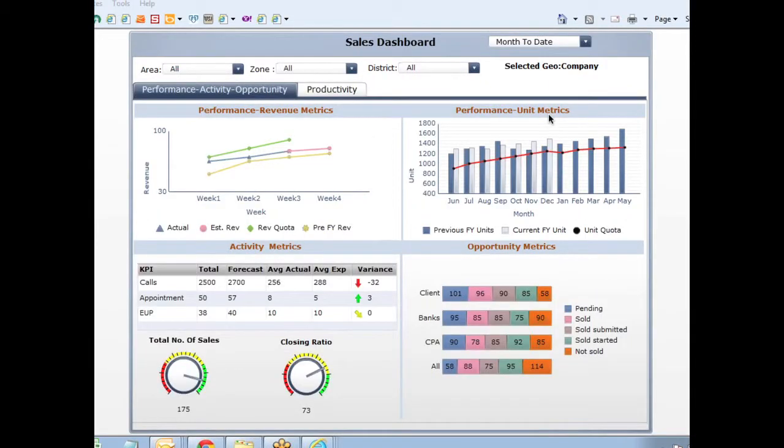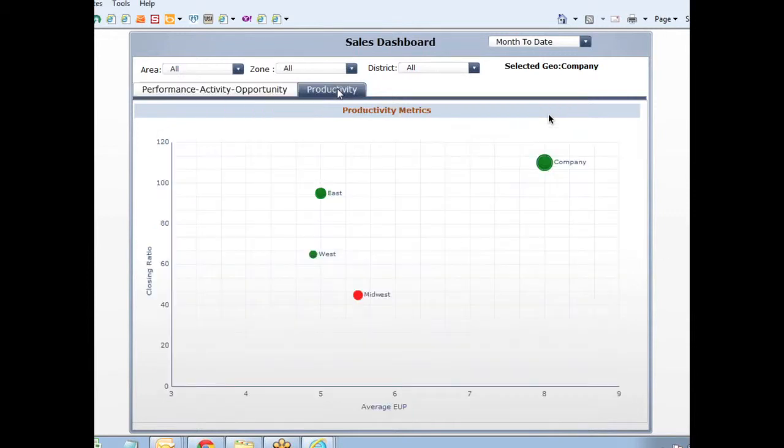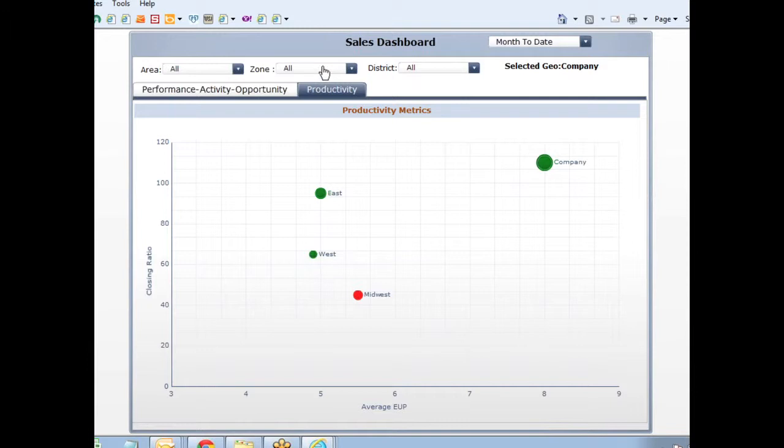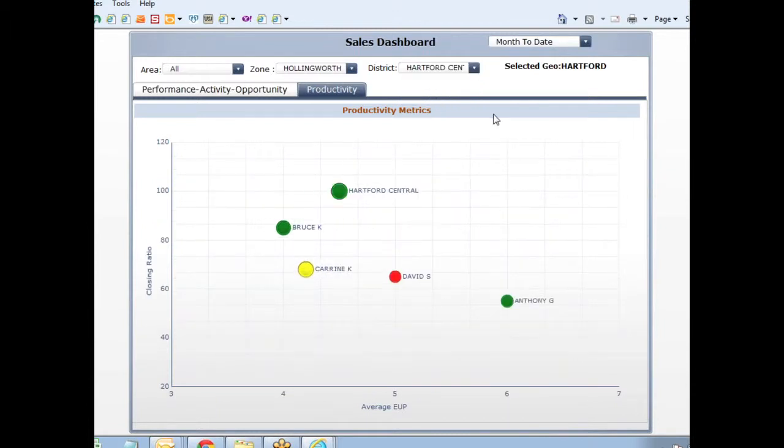Here's another example of a dashboard which is built at a much more granular level. Again, we're taking an example of the sales data and the sales function. It gives the ability to the leadership and the management to look at the performance, activity, and the opportunity that's available, and also the productivity of the sales team by areas, zones, and the districts and individuals within the district as well. And also when you come to productivity, it gives a very good view of the closing ratio by the different zones as well as the districts. So you can quickly grasp how easy it is to truly understand what's working, what's not working within the function.